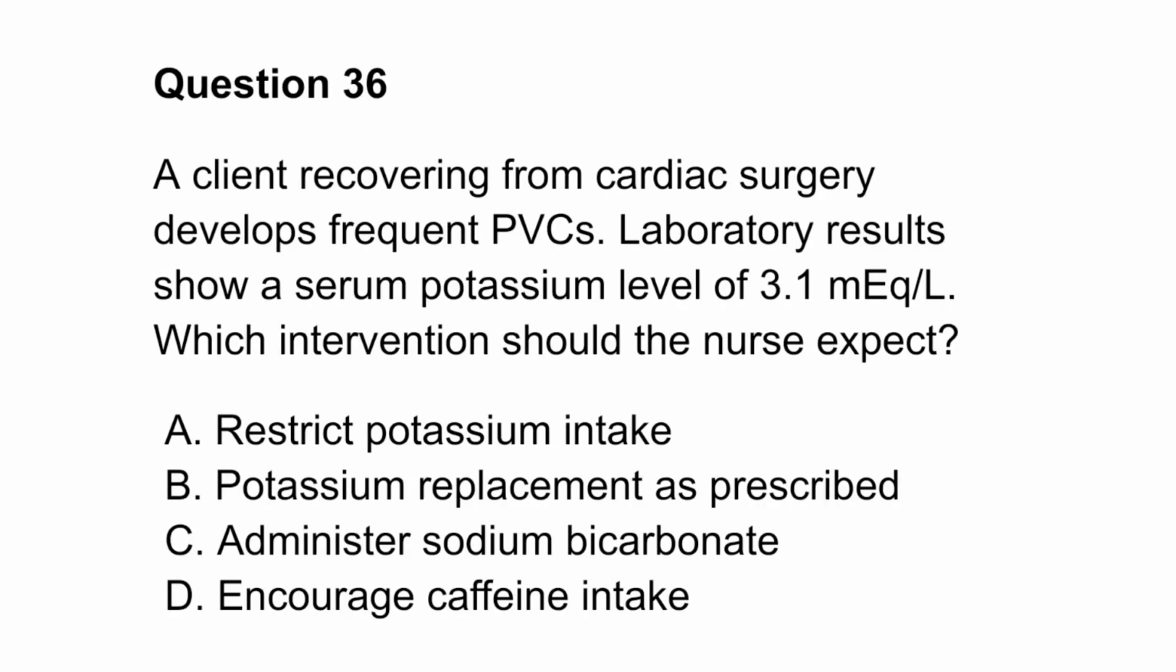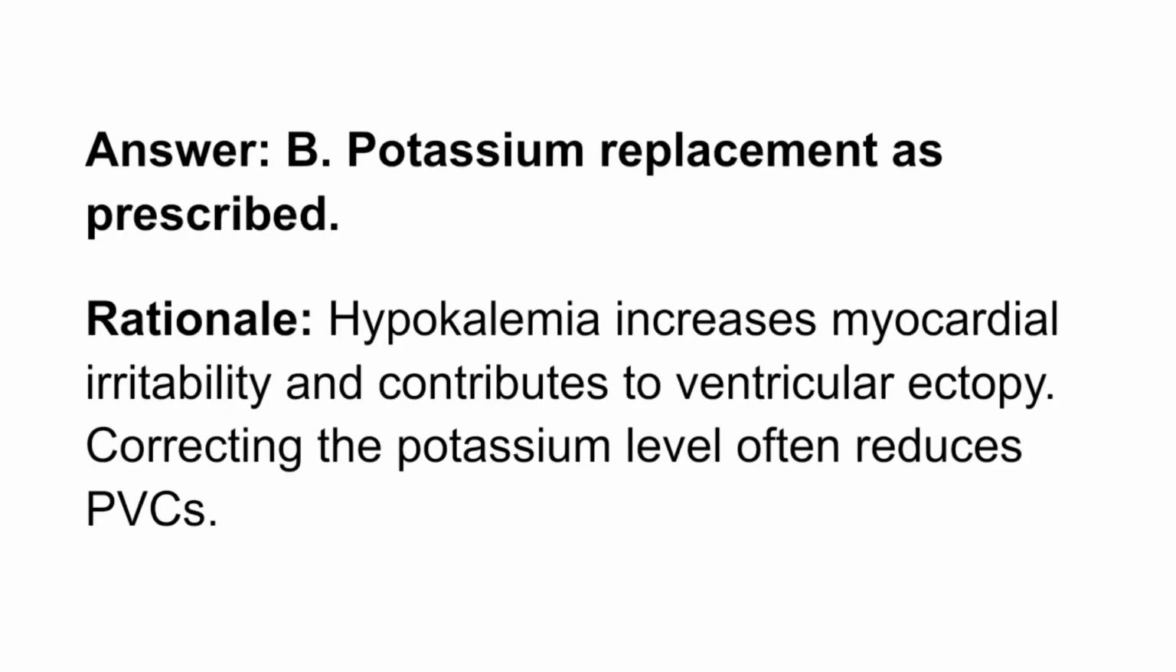Question 36. A client recovering from cardiac surgery develops frequent PVCs. Laboratory results show a serum potassium level of 3.1 mEq/L. Which intervention should the nurse expect? A. Restrict potassium intake. B. Potassium replacement as prescribed. C. Administer sodium bicarbonate. D. Encourage caffeine intake. Answer: B. Potassium replacement as prescribed. Rationale: Hypokalemia increases myocardial irritability and contributes to ventricular ectopy. Correcting the potassium level often reduces PVCs.